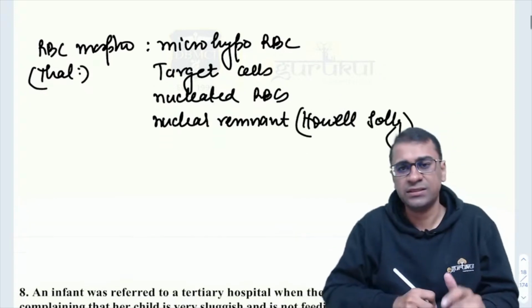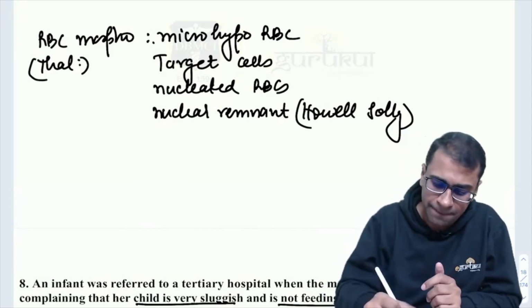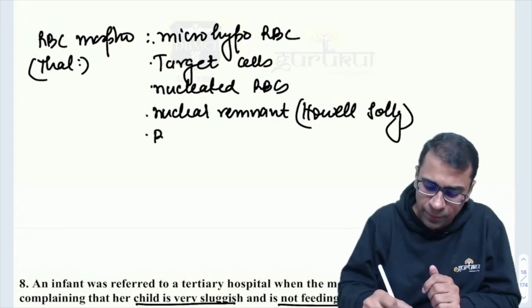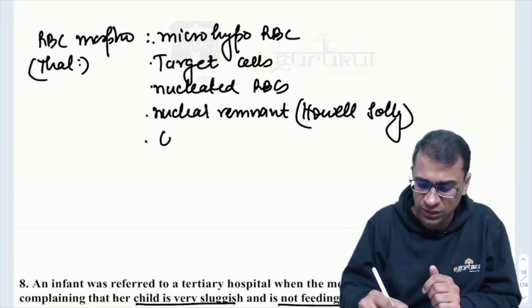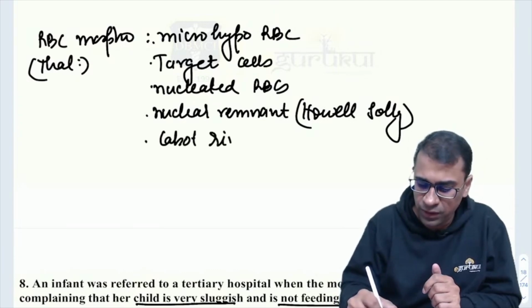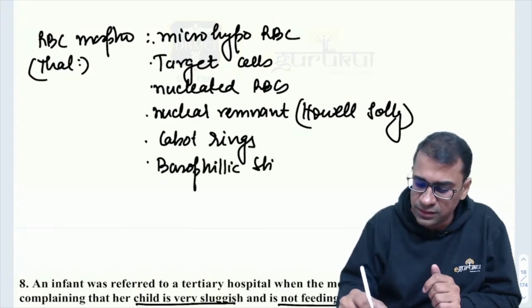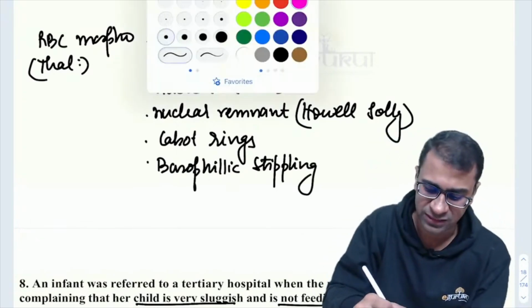Howell-Jolly bodies. You call them Howell-Jolly bodies. These are all seen, apart from what you see, basophilic. I just forgot one: Cabot rings are also seen. Then basophilic stippling can be seen. And you can also see some fragmented RBCs in case of thalassemia.